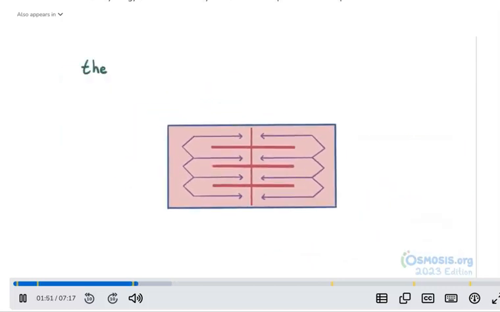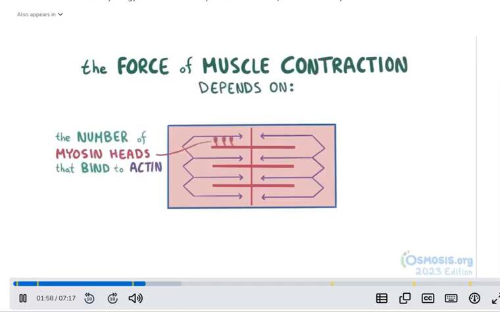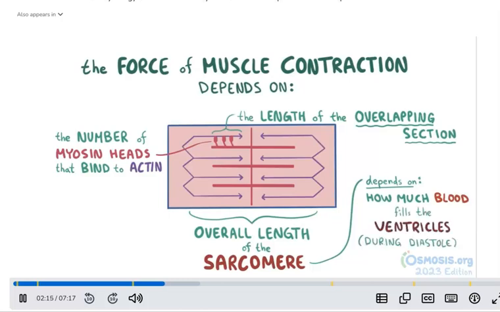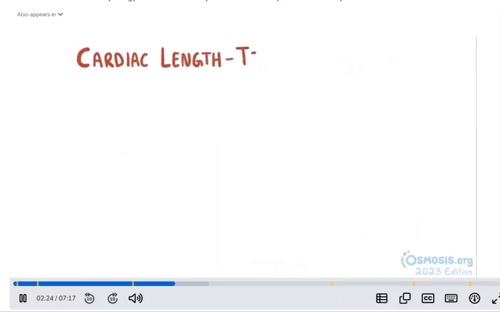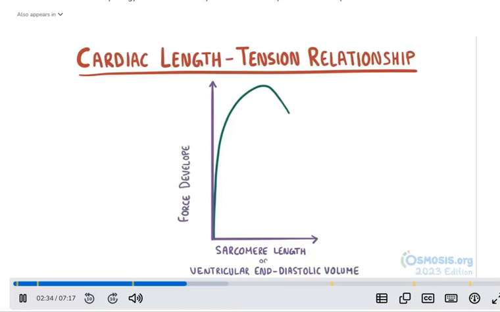Overall, the amount of tension developed, or the force of muscle contraction during systole, depends on the number of myosin heads that bind to actin. And this number directly depends on the length of the overlapping section between actin and myosin filaments. The length of the overlapping section depends on the overall length of the sarcomere. And the length of the sarcomere depends on how much blood fills the ventricle during diastole, because that affects how stretched out the overall muscle wall and each sarcomere within it end up being. This relationship is known as the cardiac length-tension relationship, and it can be shown by this graph, with the sarcomere length or the ventricular end-diastolic volume on the x-axis, and the tension or pressure developed within the ventricle during contraction or systole on the y-axis.